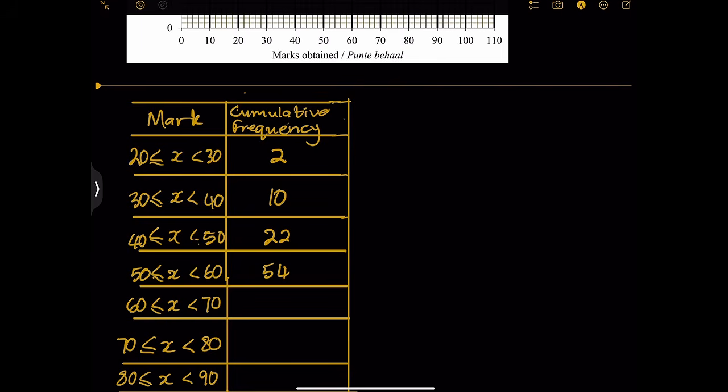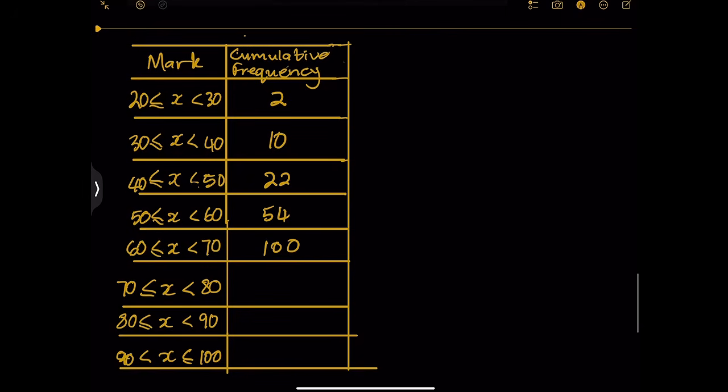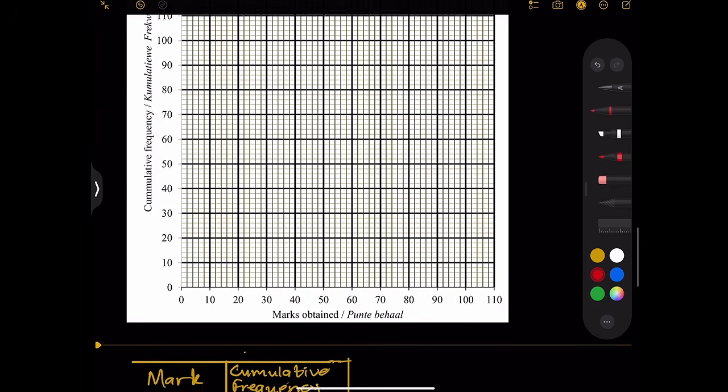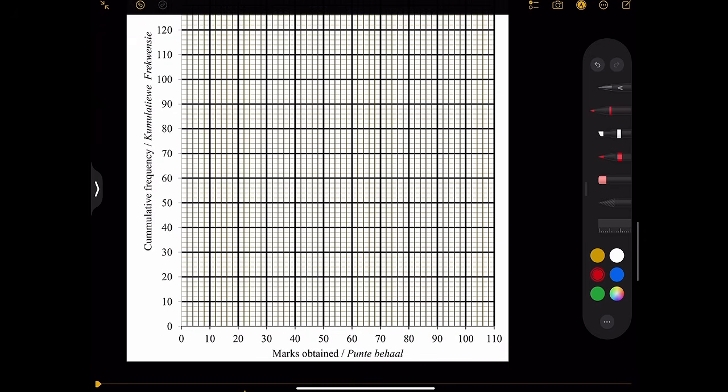So the number is 54. I've got 100 there. I've got 122. I've got 138, and I've got 140. So that is going to be our values. Now remember, we said we always take the upper boundaries. So we always take the upper bound values for our cumulative frequency, or for our ogive, whatever you want to call it.